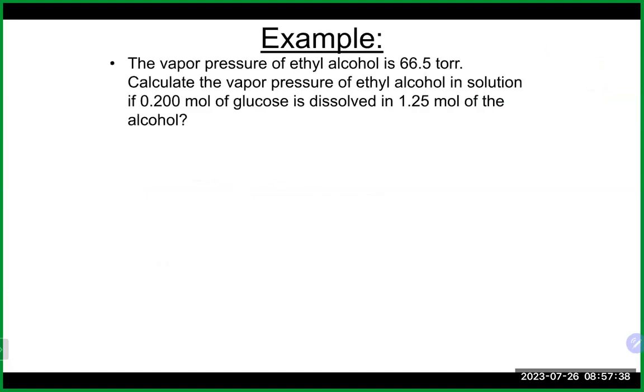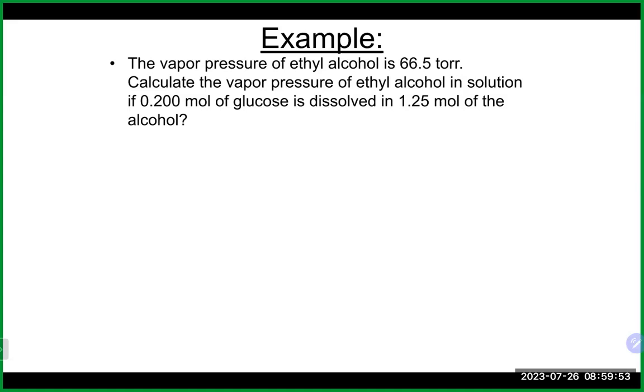So why don't you try one? The vapor pressure of ethyl alcohol is 66.5 torr. Calculate the vapor pressure of ethyl alcohol in a solution if 0.2 moles of glucose is dissolved in that solution. Let's see what you come up with.